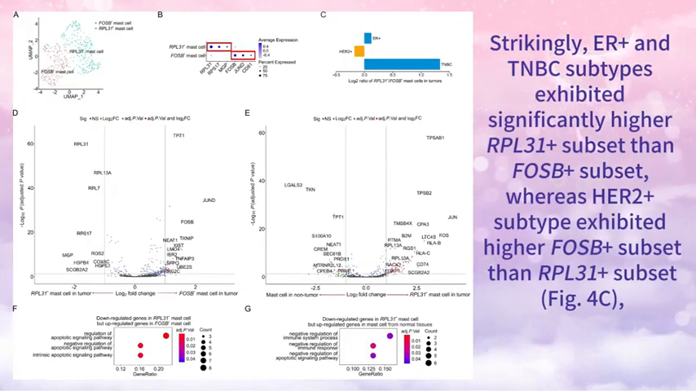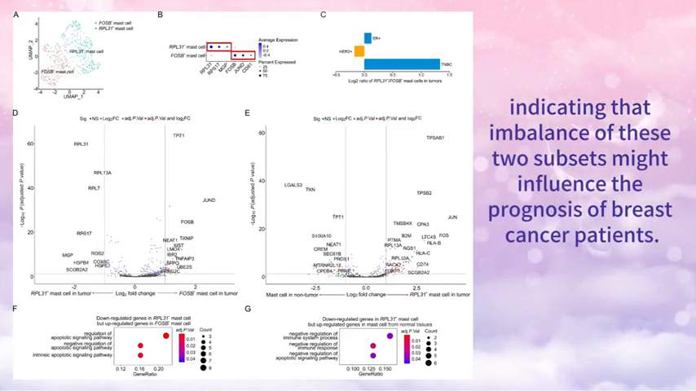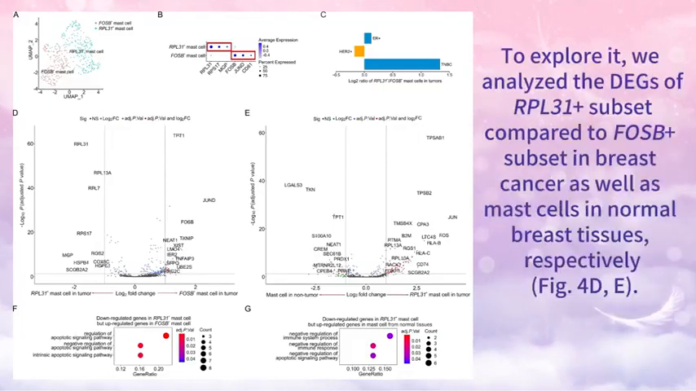Strikingly, ER plus and TNBC subtypes exhibited significantly higher RPL31 plus subset than FOSB plus subset, whereas the HER2 plus subtype exhibited higher FOSB plus subset than RPL31 plus subset, indicating that imbalance of these two subsets might influence the prognosis of breast cancer patients. To explore it, we analyzed the DEGs of the RPL31 plus subset compared to the FOSB plus subset in breast cancer as well as mast cells in normal breast tissues, respectively.